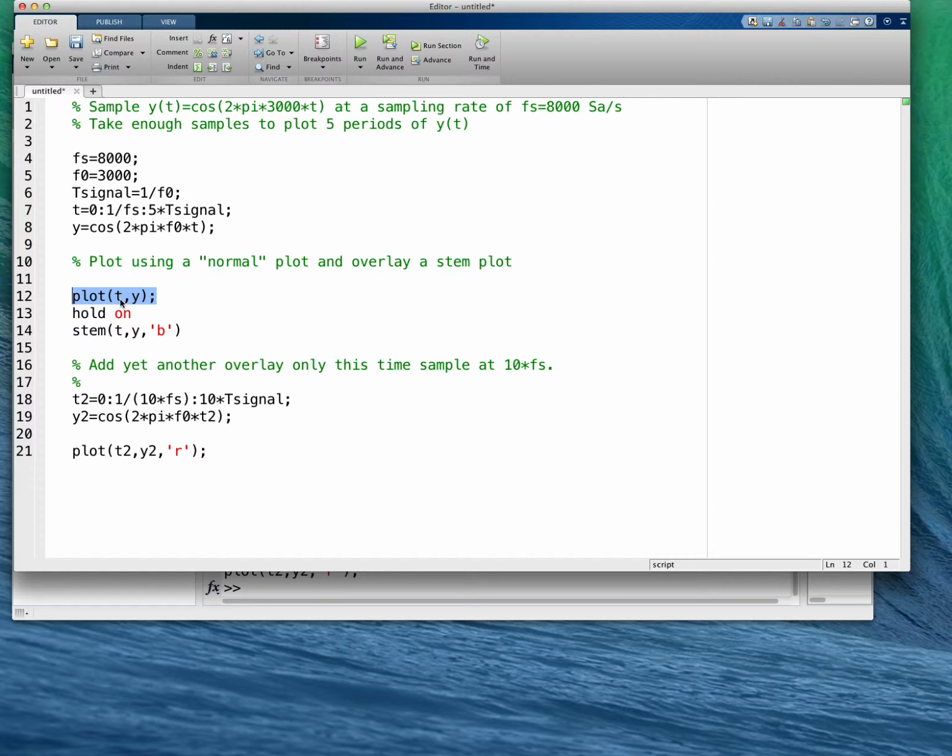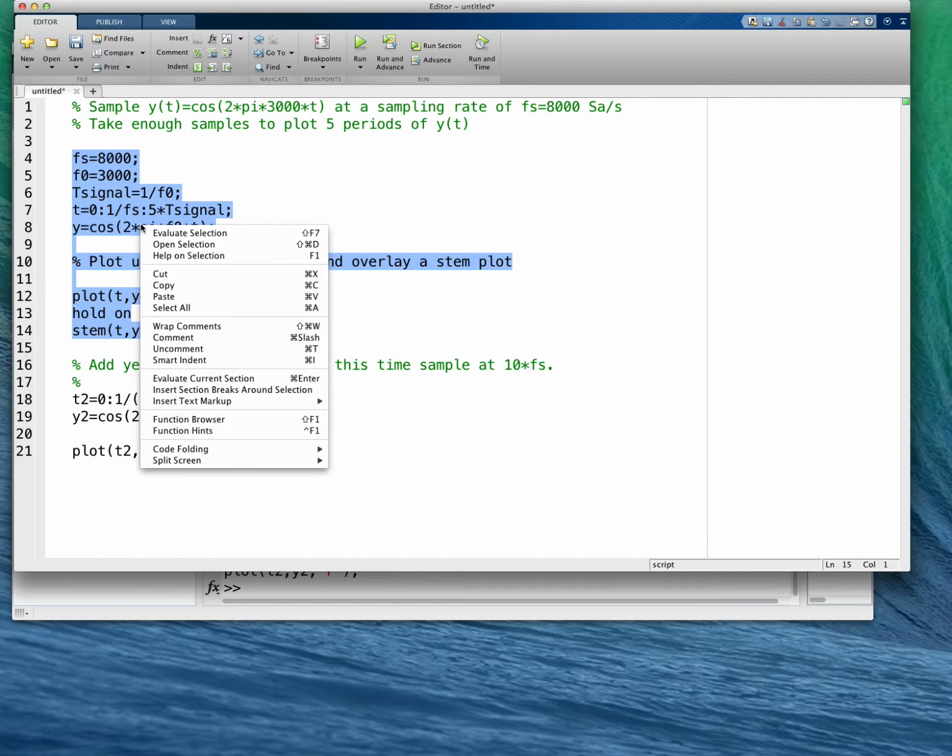All right, so the next thing we're going to do is plot, using the plot command, y versus the t-axis. Then what I want you to do is hold that plot and do a stem plot right over the top of it. Okay, so all these are MATLAB commands. Hopefully you're learning MATLAB as you go or already know a little bit about it. And so what we're going to do is run this and take a look at the signal.